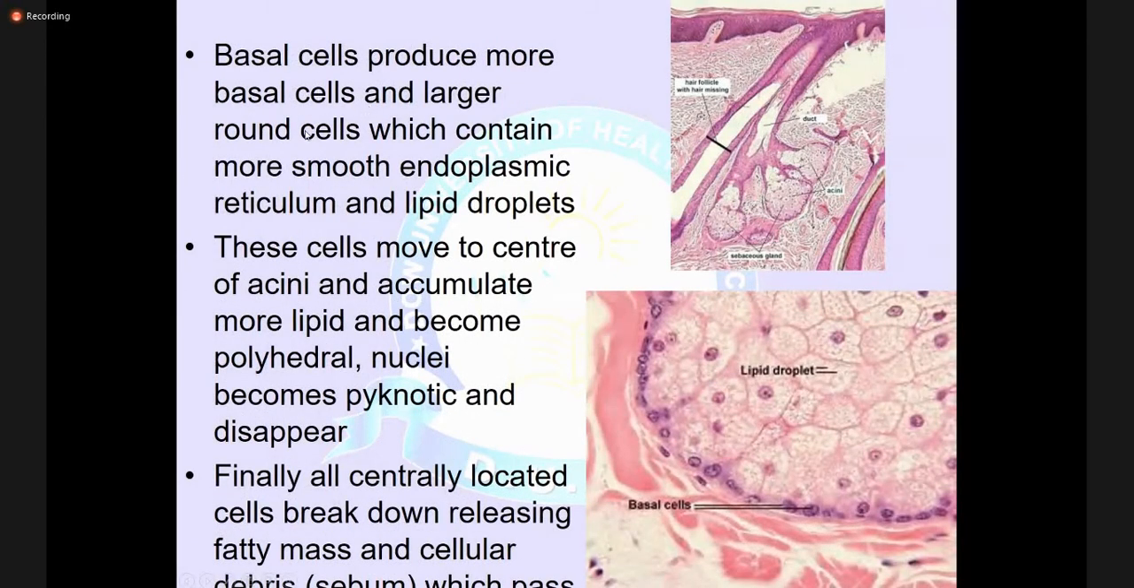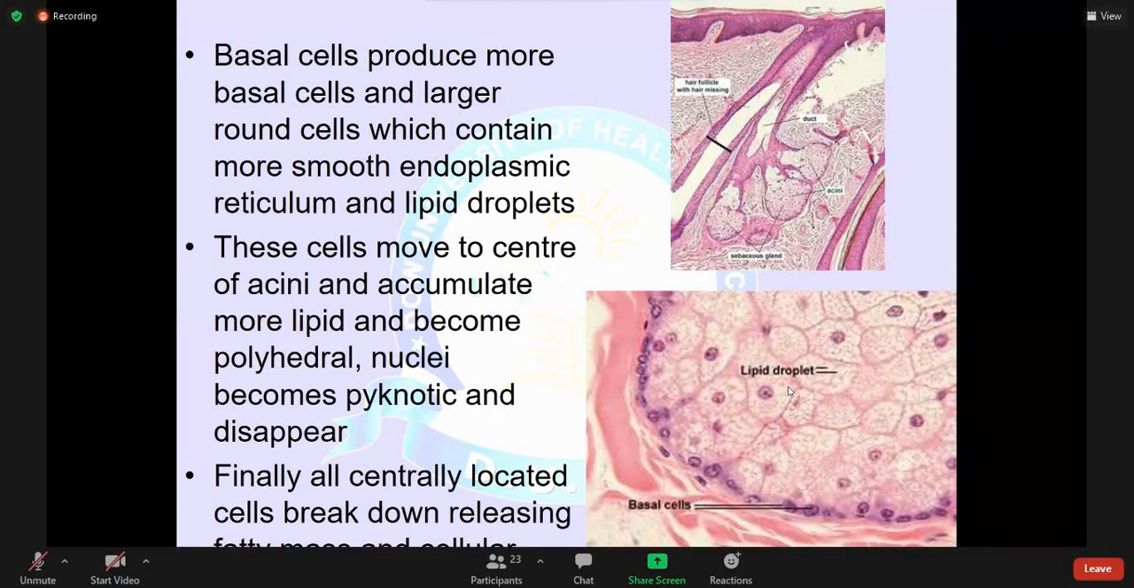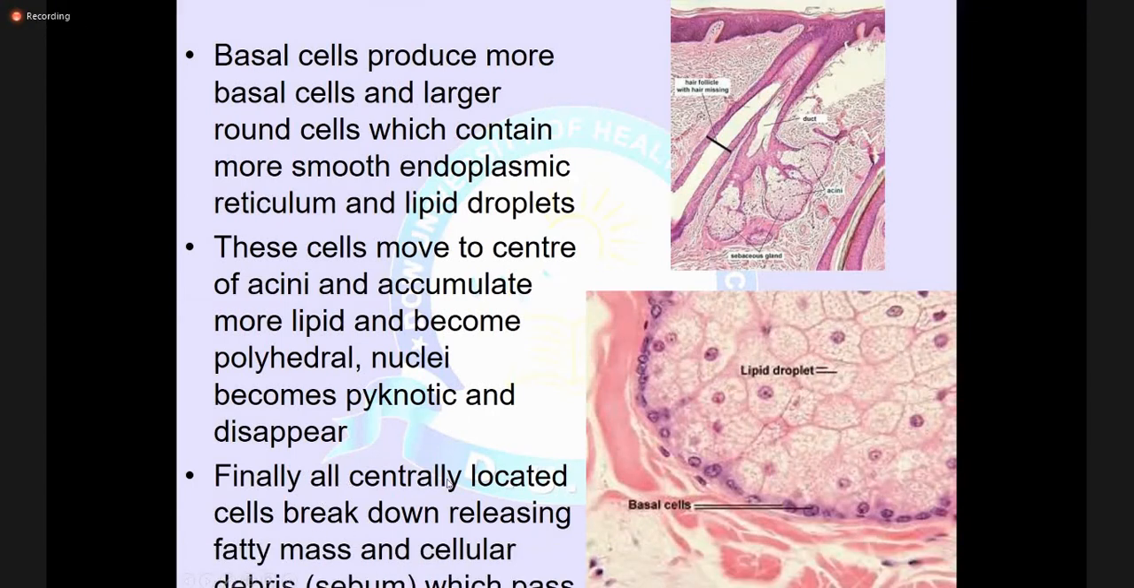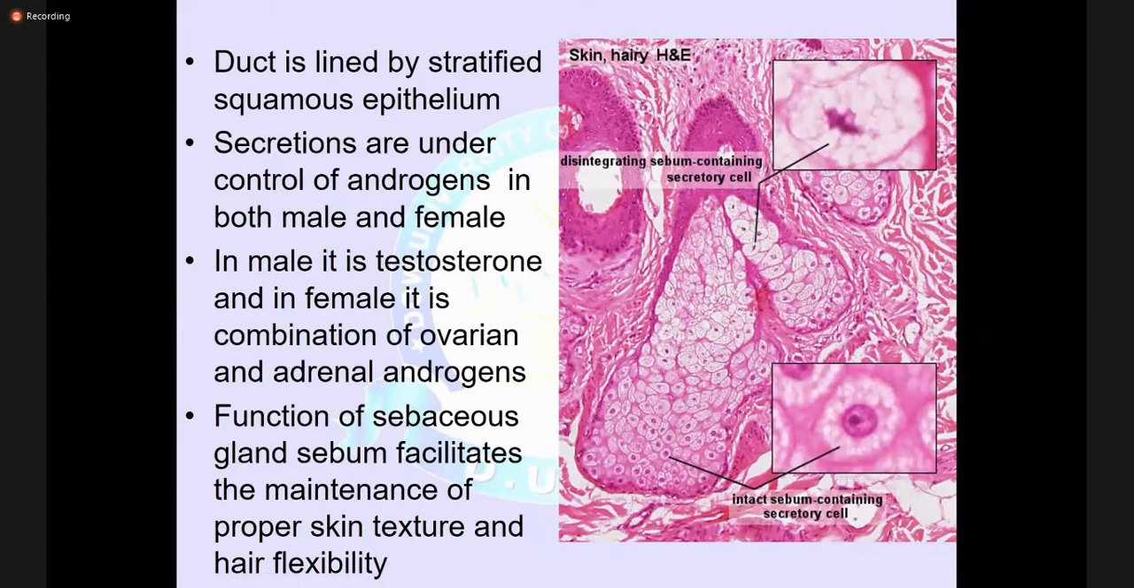The basal cells are larger and rounded, and they produce lipid droplets, as they contain a large number of endoplasmic reticulum. The cells move to the center of the acini and accumulate more lipid and become polyhedral in shape. Some become pyknotic and disappear. Finally, all centrally located cells break down to form a fatty mass, which is named sebum, which passes into the duct system.